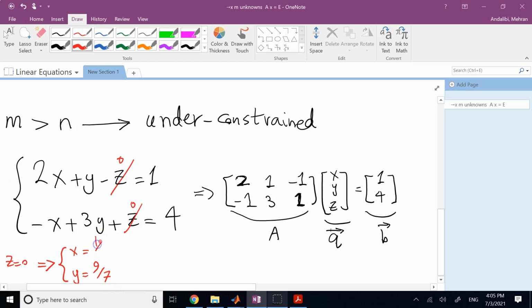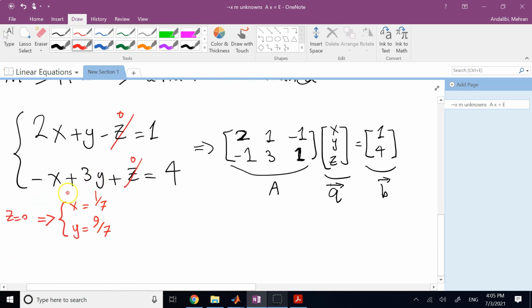over 7, if I'm not mistaken. That should be, I assume, negative 1 over 7, right? So 3 times that, that's 27, plus 1, that's 28. 28 over 7 is 4, okay? So that should be your solution, and here you can check it. Negative 2 over 7, 9 over 7, that's 7 over 7 is 1. So this is one solution, right?